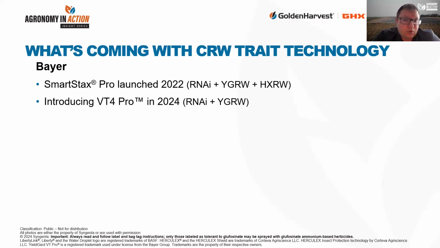They're effectively combining that new RNAi with the original Yield Guard rootworm trait and the original Herculex rootworm trait from Corteva. I mentioned some new introductions. Bayer had a little bit last year. We'll see more of it this year for a really 2025 full launch of a new technology called VT4 Pro. Interestingly enough, this is not a new technology that combines a new trait. It's a version that Bayer is going to offer that'll include only their RNAi and their Yield Guard rootworm. It will not include the Herculex rootworm stack from Corteva.